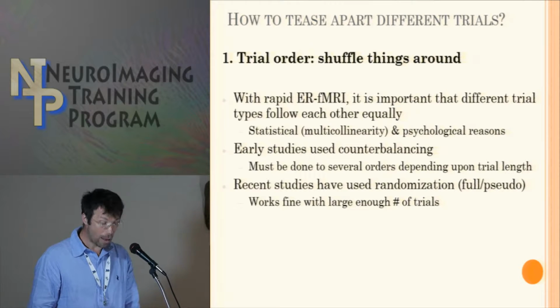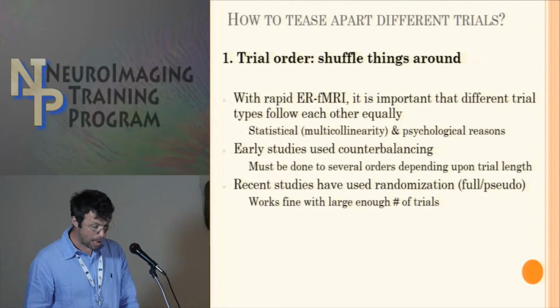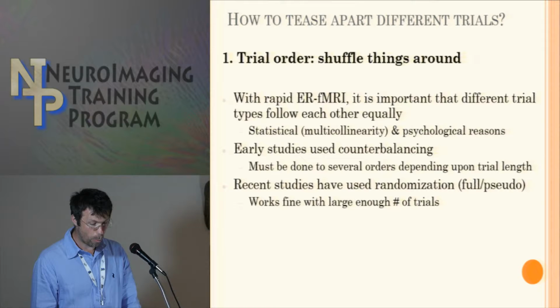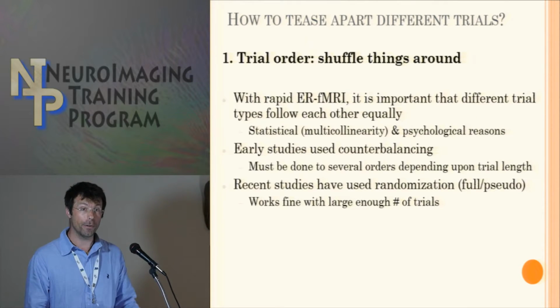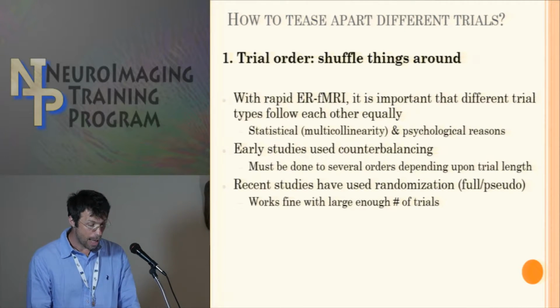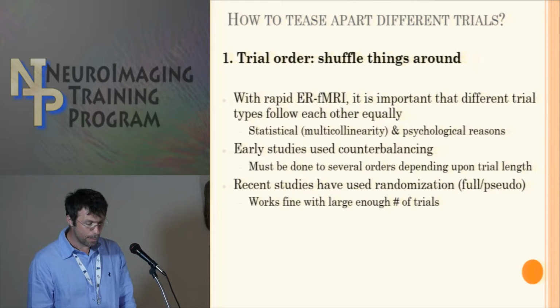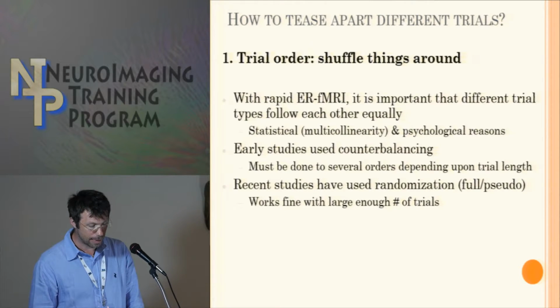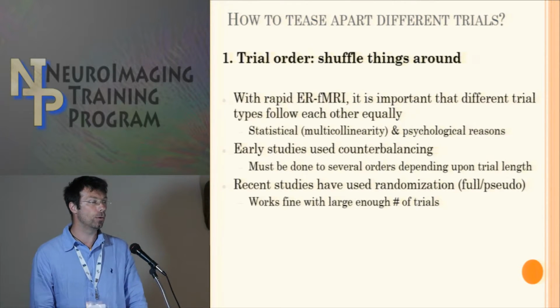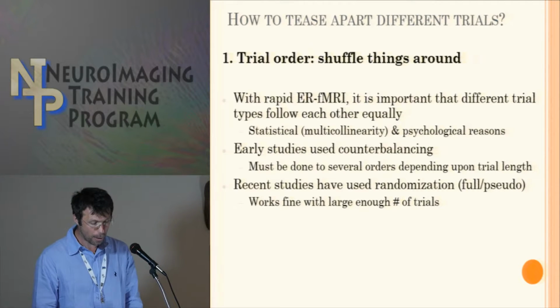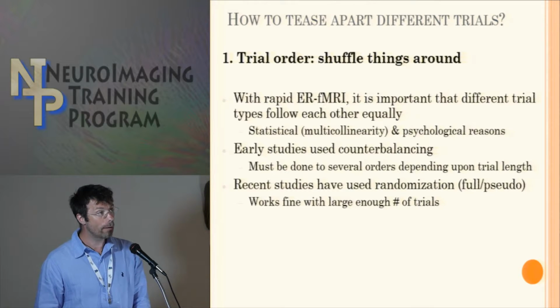Now, given this, how do we tease apart trials? Well, really the secret is to shuffle things around. If you can shuffle things around, then you can at least recover each individual response. It still might suffer from these problems, but at least you can get a reasonable estimate out of it. So the crucial point, in order to at least get something out, even if these effects will still remain, is that you really need to shuffle things as well as you can.